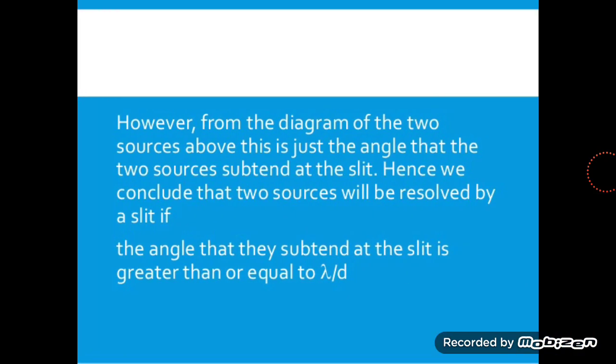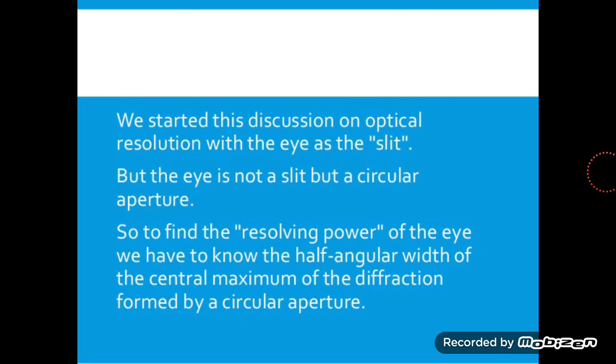However, from the diagram of the two sources above, this is just the angle that the two sources subtend at the slit. Hence, we conclude that two sources will be resolved by a slit if the angle that they subtend at the slit is greater than or equal to lambda upon d.